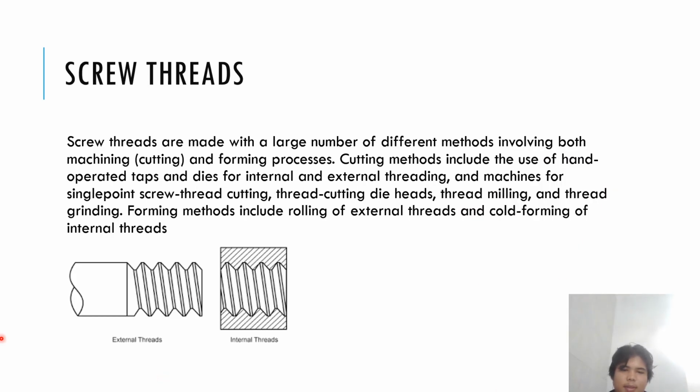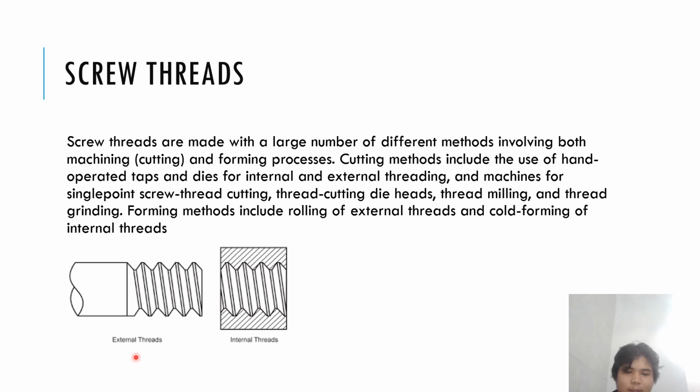Screw threads. Screw threads are made with a large number of different methods involving both machining or cutting and forming processes. Cutting methods include the use of hand-operated taps and dies for internal and external threading, and machines are single-point screw thread cutting, thread cutting by hand, thread milling, and thread grinding. Forming methods include rolling of external threads and cold forming of internal threads.